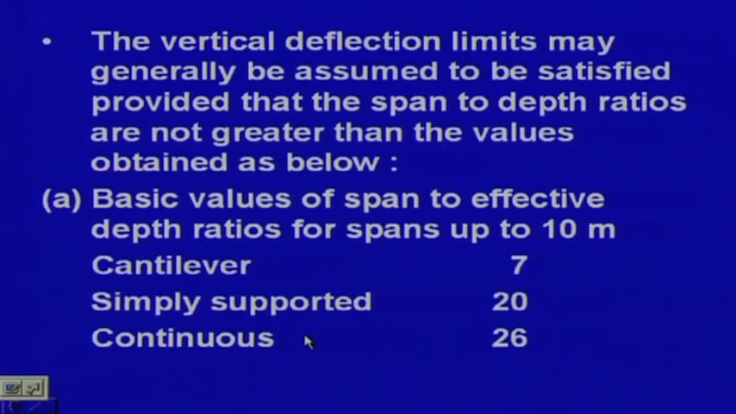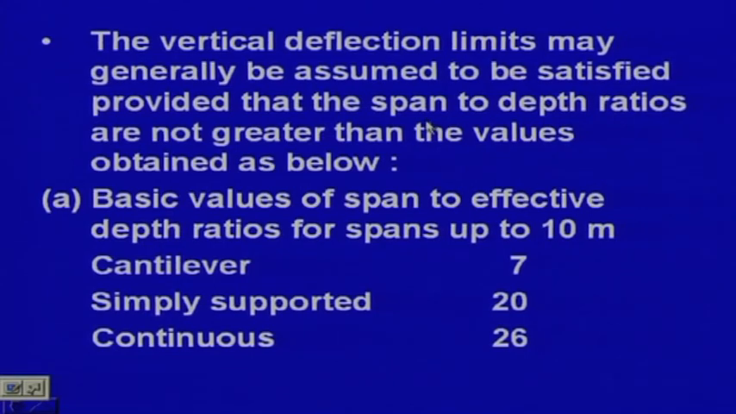Now, let us see the vertical deflection limits. They may generally be assumed to be satisfied, provided that the span to depth ratios are not greater than the values obtained as below. We can satisfy that in an indirect way. We take a certain span to depth ratio, L by D, where L is the effective span and D is the effective depth.